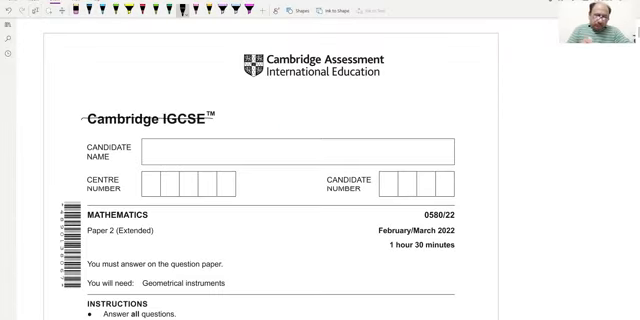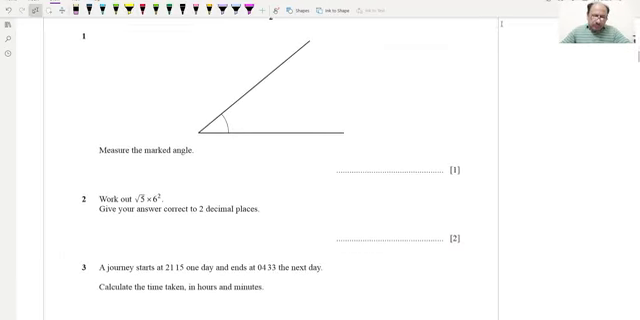Hello everyone, today we'll be going through Cambridge IGCSE Mathematics Paper 2 Extended 0580/22 Feb/March 2022. Let us move to question number 1.